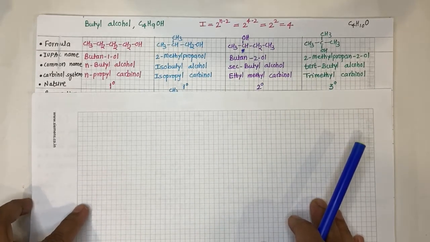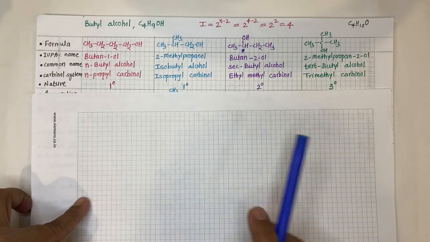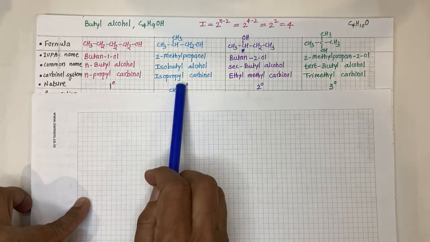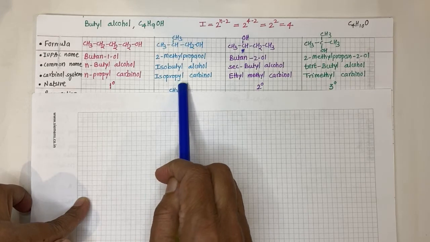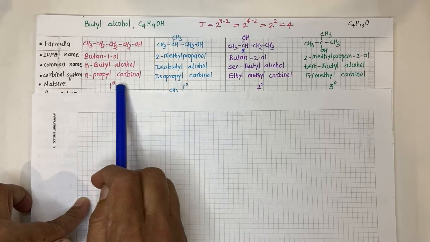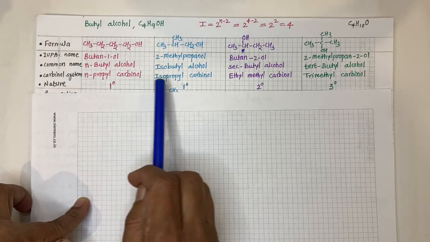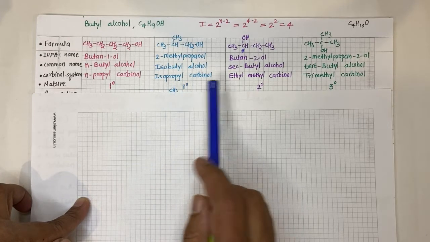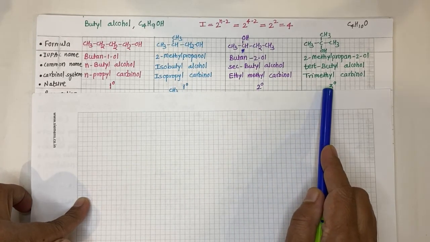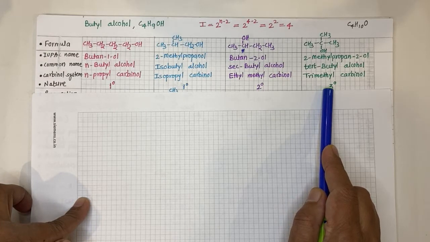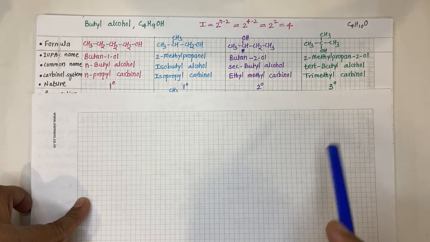Now let us see in short their preparation. Actually these 2 are primary, therefore these are prepared by hydroboration oxidation of the corresponding alkene. Okay, this is secondary and this one is tertiary. These are prepared by acid catalyzed hydration of the corresponding alkene.